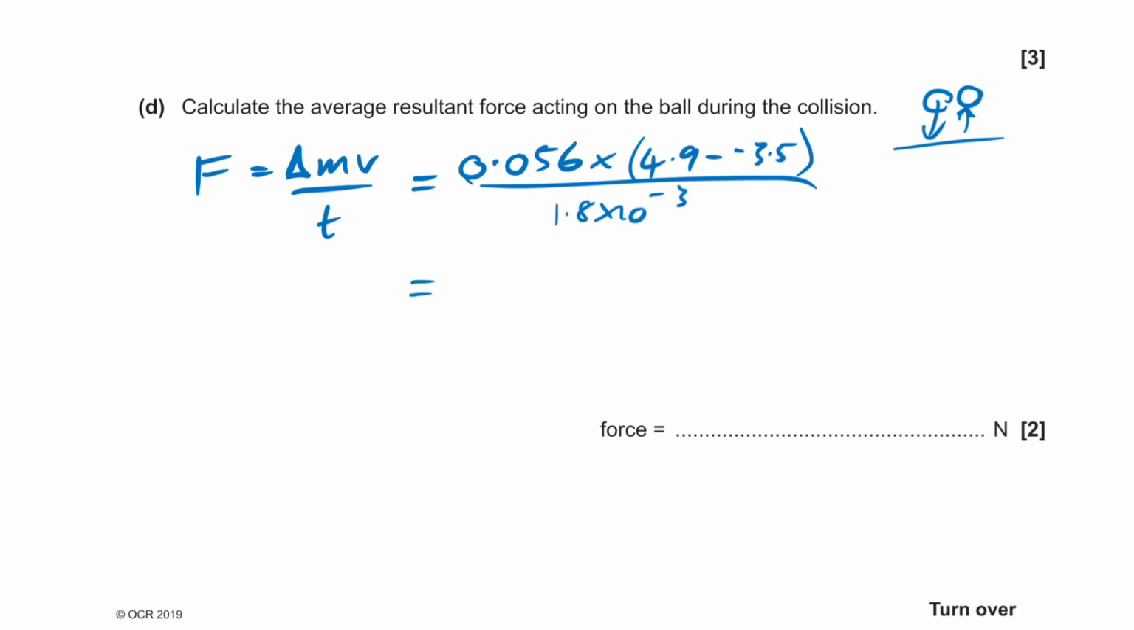Divide that by the collision time, 1.8 times 10 to the minus 3 seconds, because it's milliseconds, and it gives us a force of 261 newtons. Let's do that to two sig figs, 260 newtons.